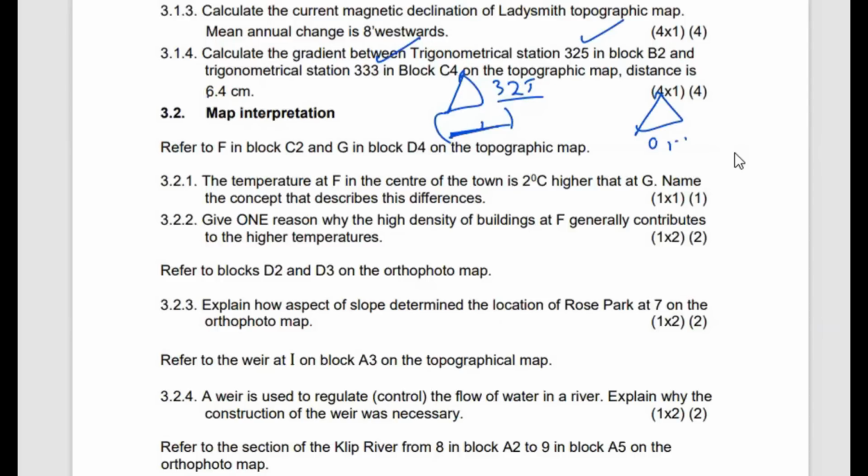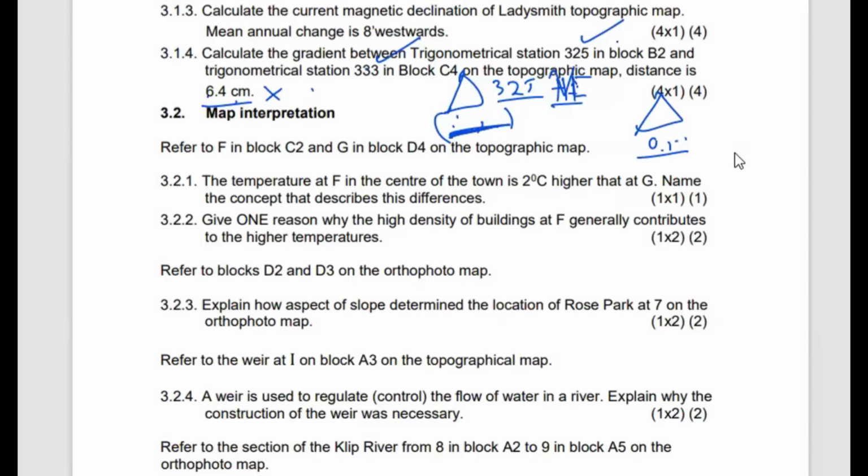Then the horizontal equivalence is already given for you. You multiply it by the map scale to convert this distance to meters. Because your height will be in meters, whatever height you are going to figure out from the trig station indicated there will be in meters. So you subtract the smaller from the bigger one, you get your vertical interval. The vertical interval is the difference between the heights of the two stations.